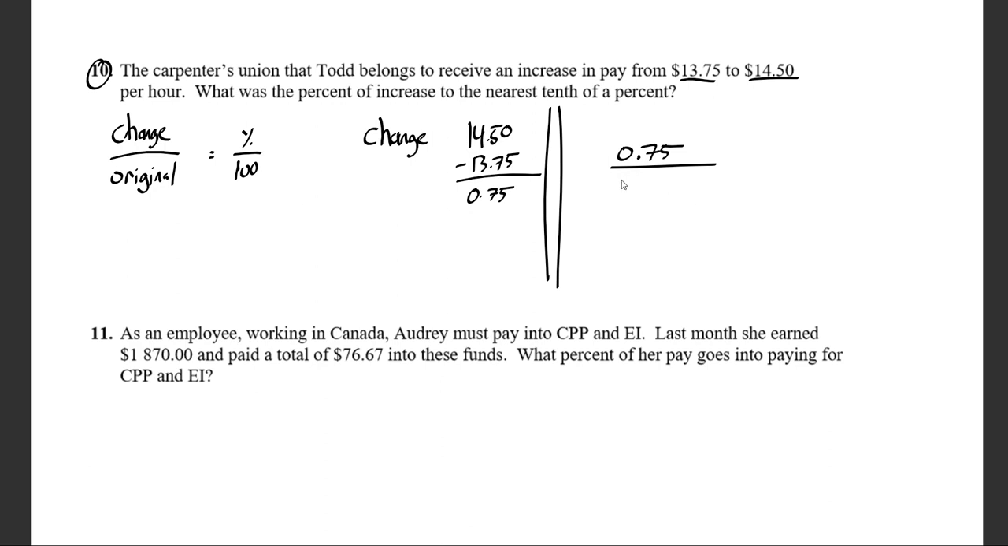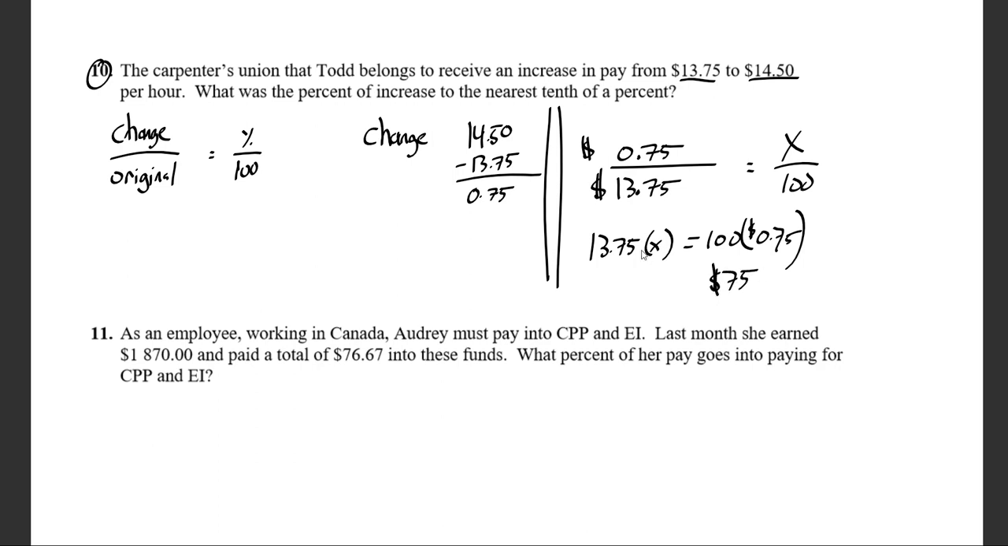Compared to the original rate of pay, which was $13.75. I'll give these both dollar signs because they deserve them. Is equal to the percent over 100. So I'm looking for that percent. That's my unknown. So I'll say 13.75 times x is equal to 100 times 0.75. That's a 7, just believe me on that. So 100 times 0.75 is 75. And 13.75 times x is still just 13.75 times x.